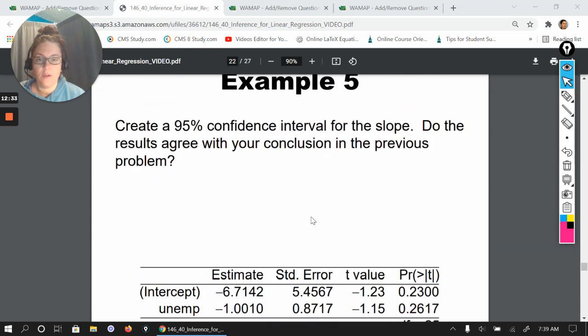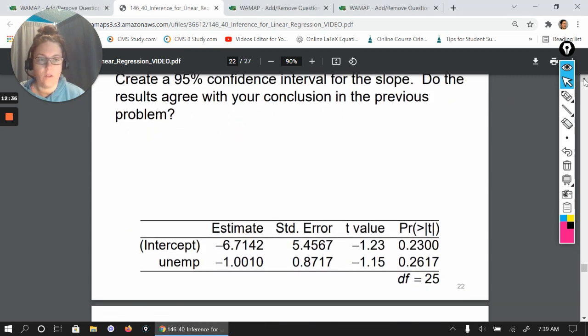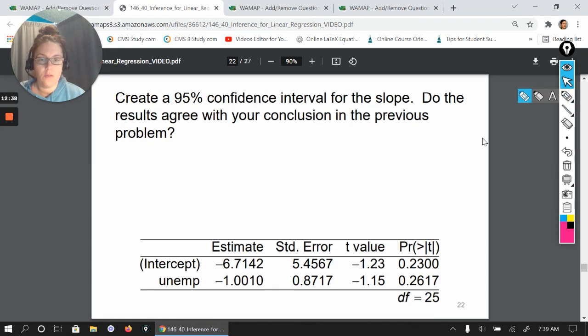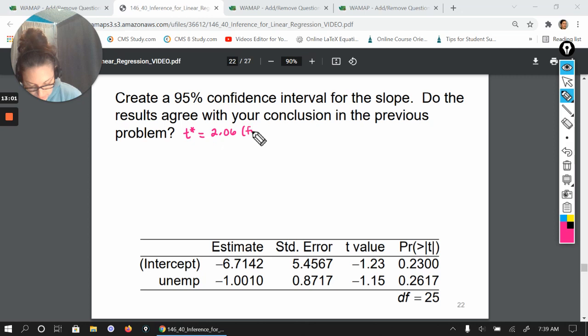Okay, example 5. Create a 95% confidence interval for the slope. Do the results agree with your conclusion in the previous problem? So we would have to look up on a t-distribution table to find our t-star value, or our critical value for the t-distribution, using 25 degrees of freedom and a 95% confidence. And that number ends up being 2.06. So again, that's from the t-distribution table. So you'll need to go back to that handout to find it there.